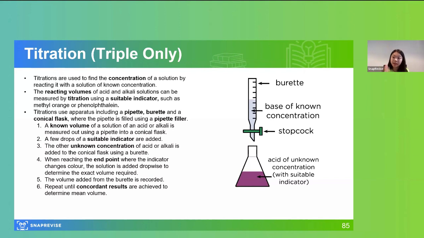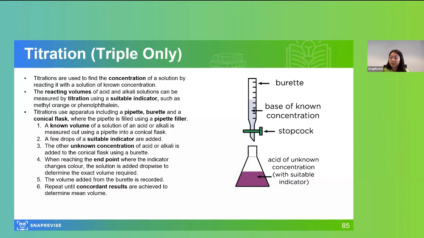And you're going to keep repeating this until you have concordant results. Concordant results means it's only 0.5 centimeters cubed apart. So 23.5 and 24, concordant results. That is concordant results. And you can only use those to figure out the mean volume. I think that is it for understanding titrations.